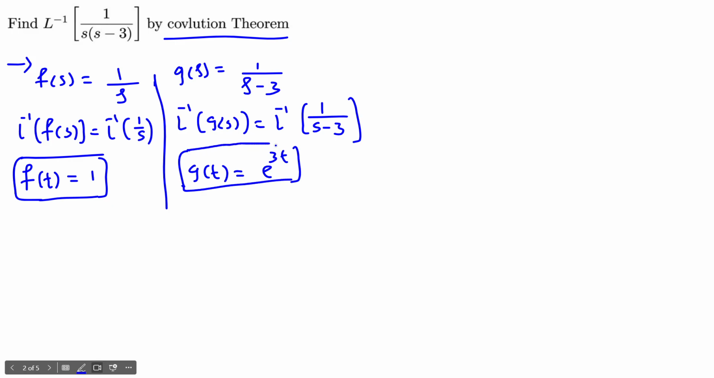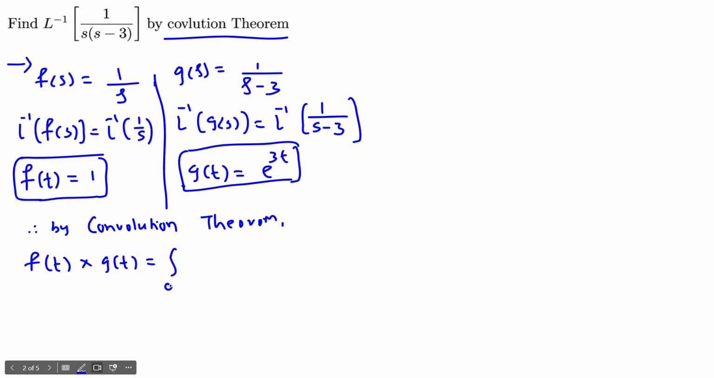This will be your value of g of t. After finding the value of f of t and g of t, finally you have to apply the theorem. Therefore, by the convolution theorem, you have to apply the formula. The formula is: f of t into g of t is equal to the integration with limits 0 to t of f of t minus u into g of u du. You have to apply this formula.